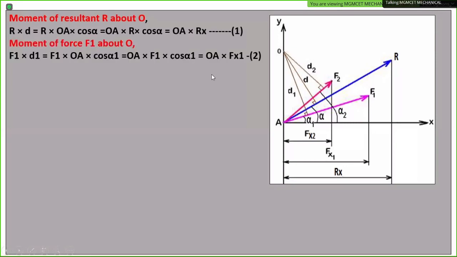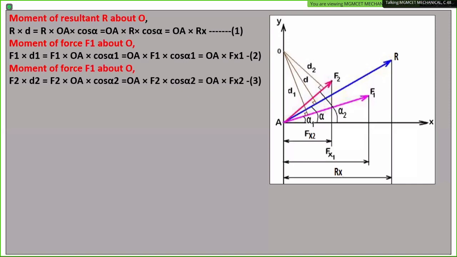Similarly, moment of the force F1 about O. Again, it is nothing but F1 into the distance d1, and d1 can be found out by OA cos alpha 1. That will be the equation number 2. Then the third one, moment of the force F2. The third one is F2. This is not F1, this is F2.